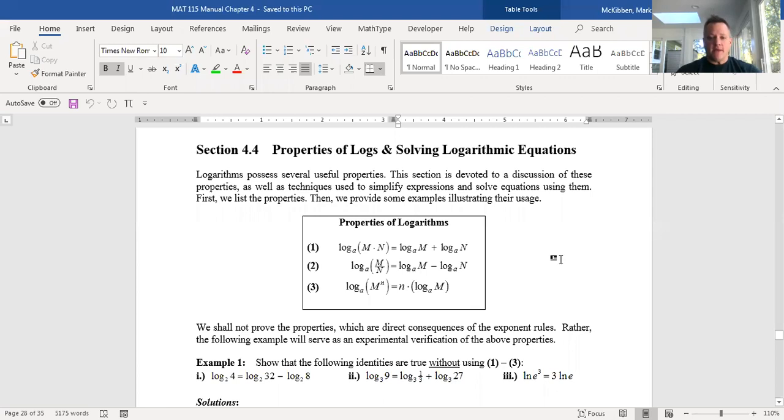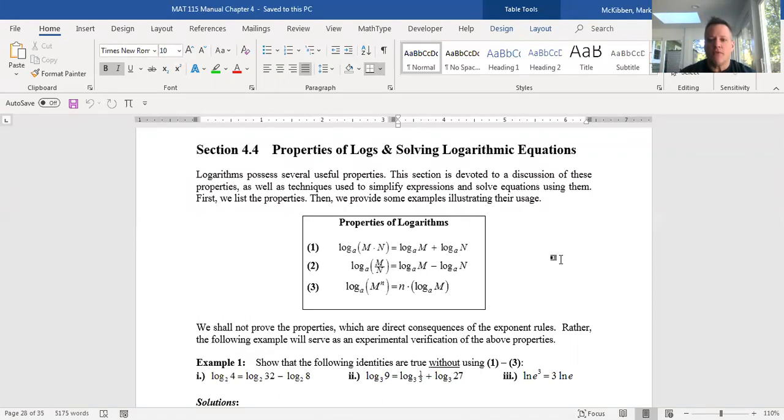Okay, so the last section in this chapter is on some properties of logs and solving equations involving them. All right, so here you can prove all of these using the exponent rules, right? And so in fact, they actually resemble the corresponding exponent rules. I'm not going to prove them for you. If you're interested in that, you can certainly look at one of these supplementary videos, but we have to make sure that we can use them.